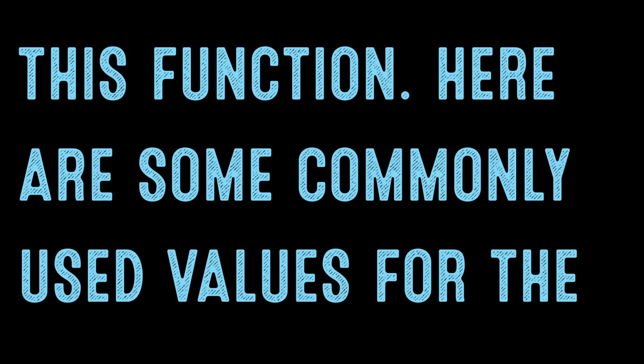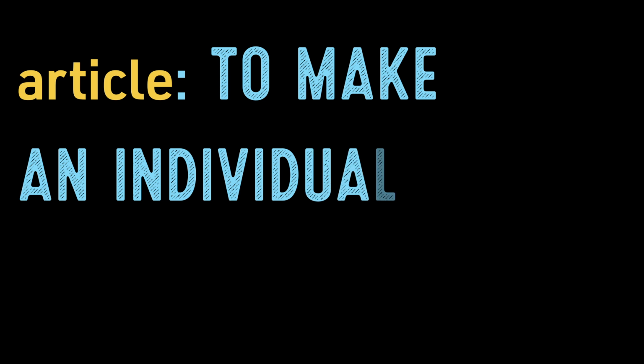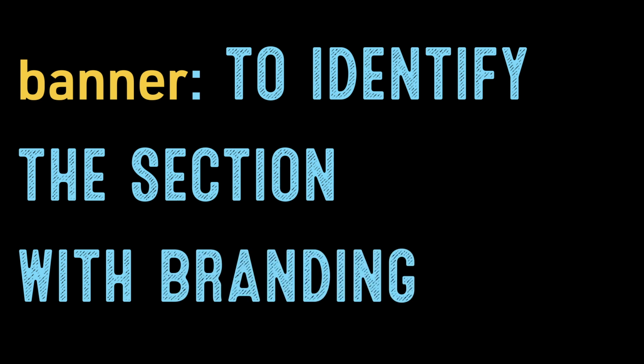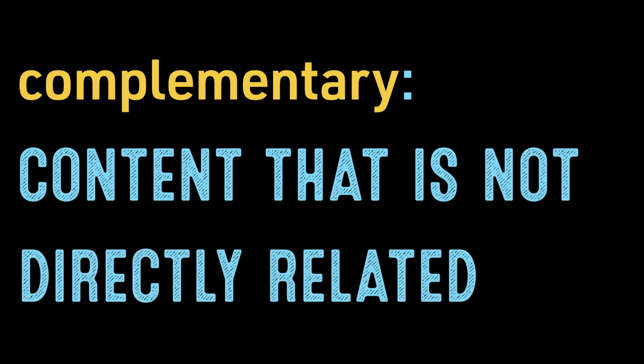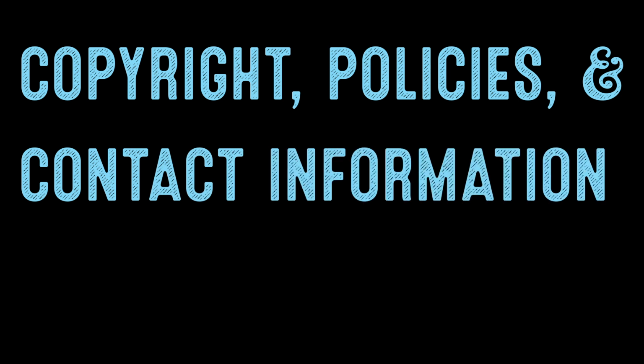Here are some commonly used values for the role attribute. Article, to mark an individual or separate content within a main section. Banner, to identify a section with branding information, also known as page heading. Complementary, content that is not directly related to the main content, also known as an aside. Footer, a region at the bottom that typically contains copyright, policies, and contact information.